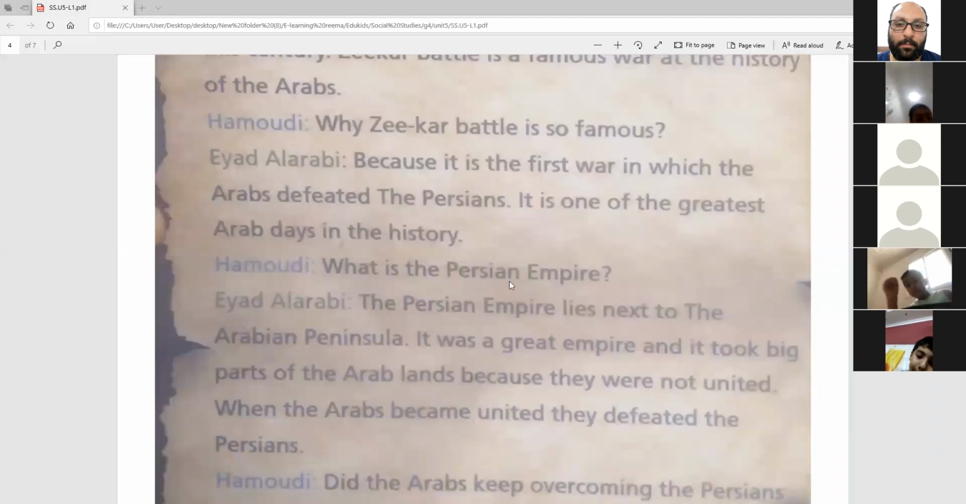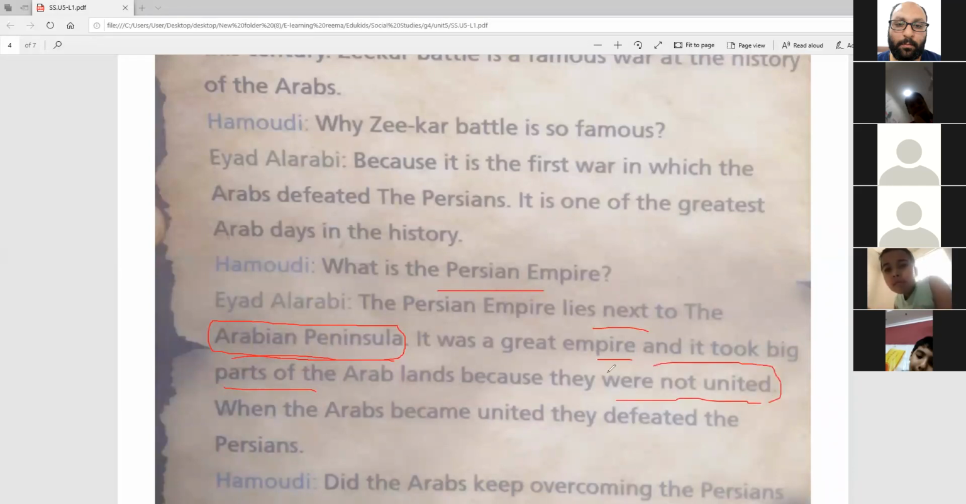Hamoudi asked, what is the Persian Empire? The Persian Empire lies next to the Arabian Peninsula, which contains Saudi Arabia now. It was a great empire, and it took big parts of the Arab lands because the Arabs were not united.